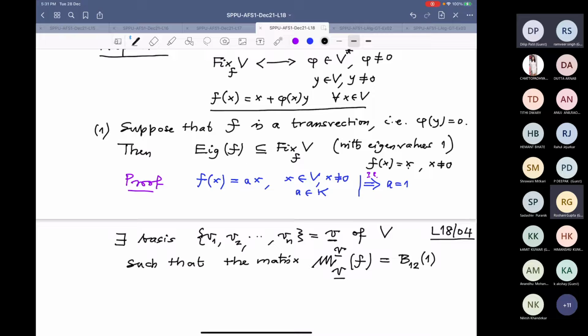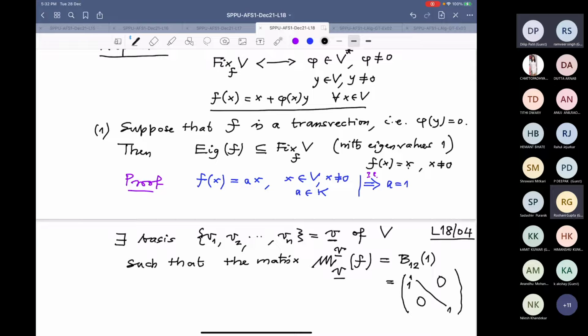I hope you have not forgotten this notation. B1, 2, that is 1 at position 1, 2, and everywhere else it is 0 other than the diagonal, which is 1, 1, 1, 1. So this matrix has 1 at position 1, 2 and diagonal 1, and everywhere else it is 0. The entries which I have not written are all 0. So that is the matrix. This is the elementary matrix. Remember, I don't remember which lecture, but that is the matrix.